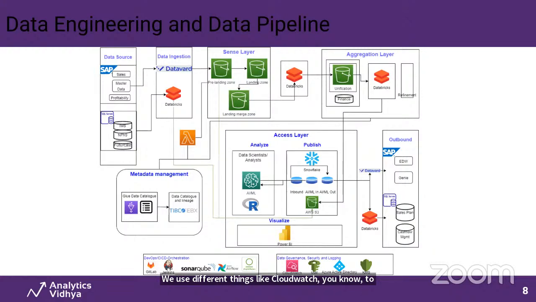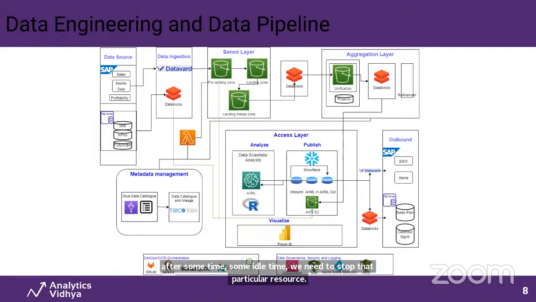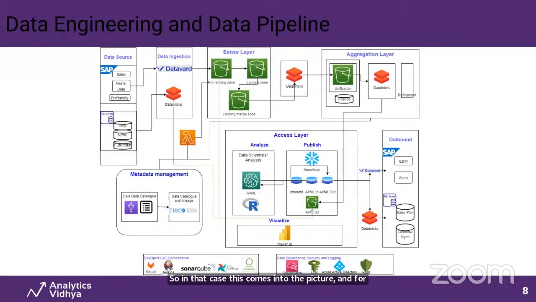So how much time it is up, and for suppose if we are maintaining some resources in the cloud, after some idle time, we need to stop that particular resource. So in that case, this comes into the picture. And IAM roles give appropriate access permissions to resources, and in the same way, Azure Active Directory gives permissions to the developers in our team.